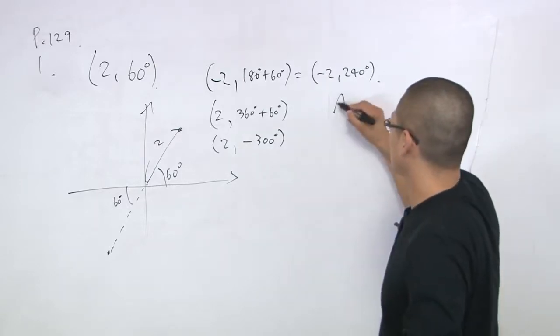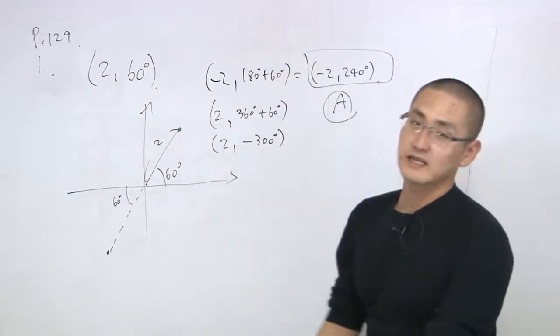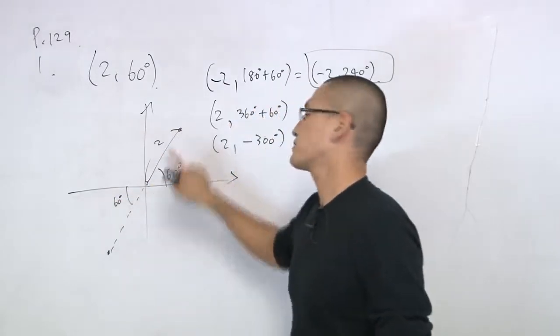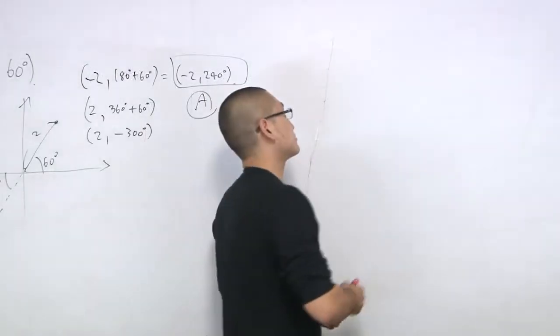Do I have that there? Yes, we do. A is the choice. Okay, that's how we can change it. So go back here, go here, but it's minus direction, so we go to the other side. Okay, let's do number 2.